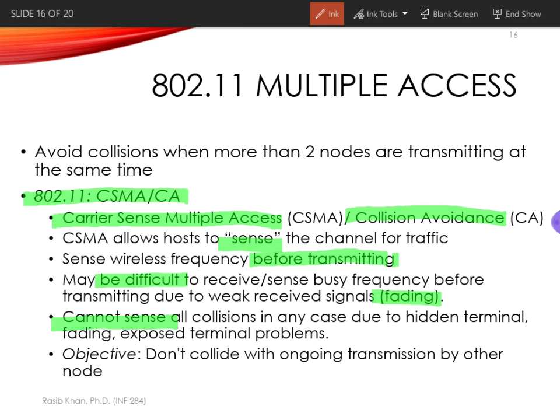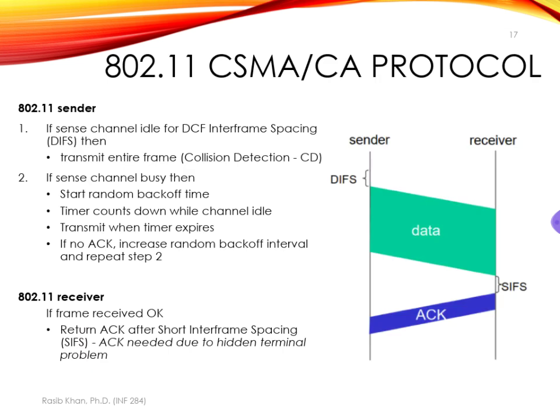Additionally, it cannot sense all collisions in any case because there are other problems which we have seen, for example the hidden terminal problem, the exposed terminal problem, and also the fading and interference limitations of wireless links. So the primary objective of CSMA/CA is to not collide with any ongoing transmission at a given time, and we try to do our best to avoid that. Let's see how that works out.